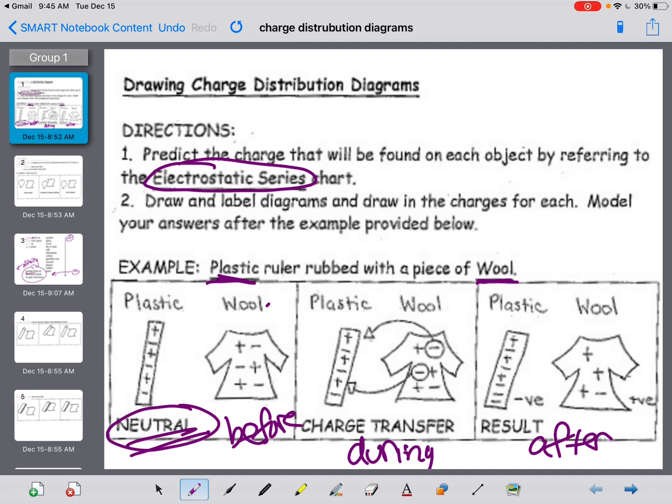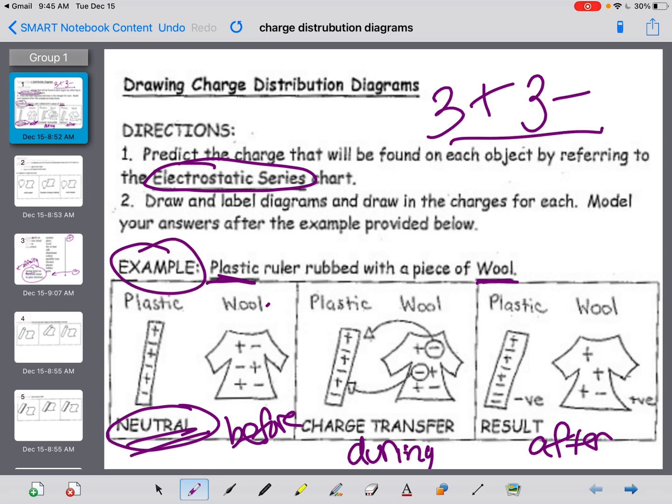So I usually use 3 positives and 3 negatives. I would say don't go less than 3 and don't do more than 5. It becomes too crowded, too cluttered, okay? But unless you're told exactly how many to do, and you may have an example like that, like draw a friction diagram beginning with 5 protons and 5 positives and 5 negatives, then you go with that. But if it doesn't say, anywhere from 3 to 5 is fine.